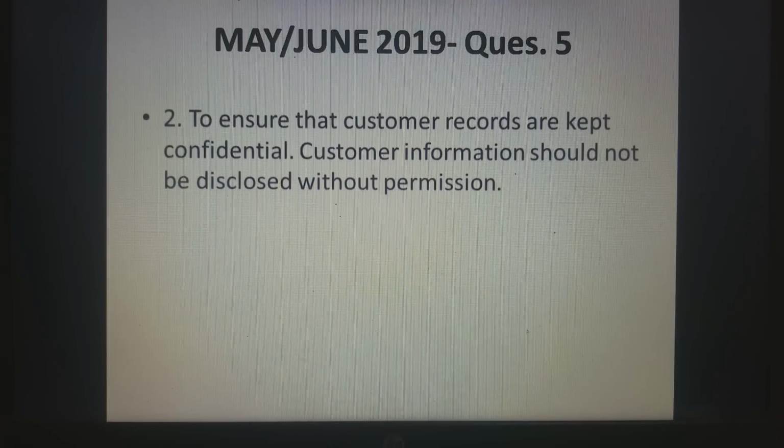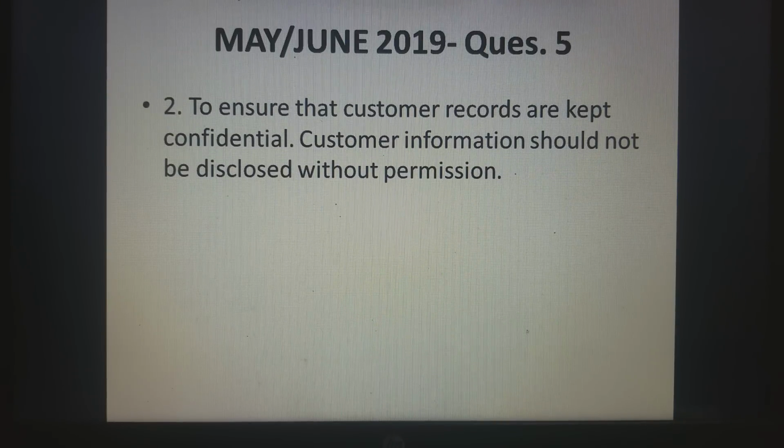Our second answer to that question is to ensure that customer records are kept confidentially. Yes? Customers' information should not be disclosed without permission, right? So the businesses must put some security features in place to ensure that customer information is not disclosed without their permission.